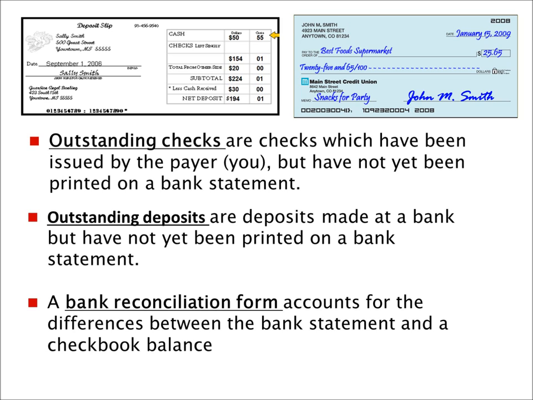Our last word is a bank reconciliation form. I kind of explained this earlier when I said that this is a worksheet that's used to balance your checkbook. It accounts for the differences between the information on your bank statement and the information in your checkbook register. When both information are the same, your checkbook register has been balanced.